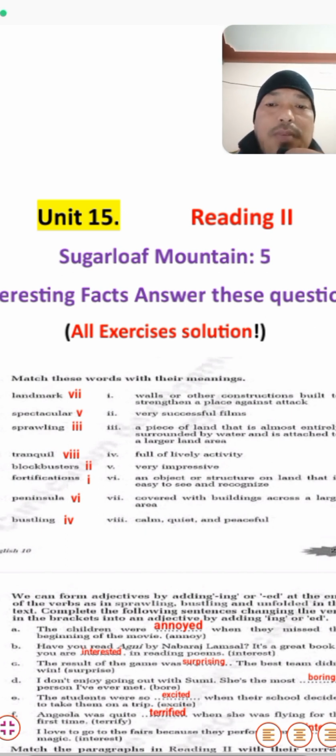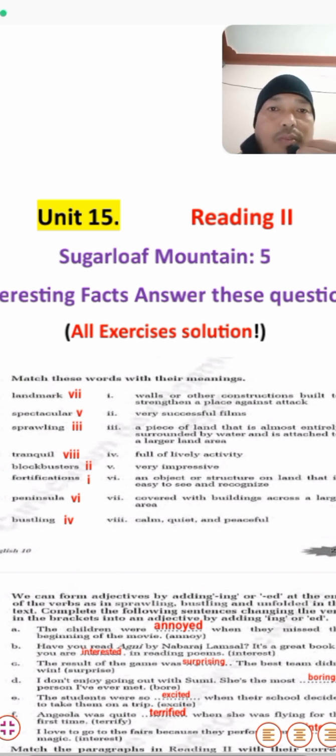It's quiet and peaceful. And blockbuster, again, number 2, a very successful film. And fortification is number 1, walls or other constructions that are built to strengthen a place against attack. And peninsula, it's number 6, an object or structure or land that is easy to see and recognize. The last one is bustling, it's number 4, full of lively activities. Students, that's all about your exercise number A.